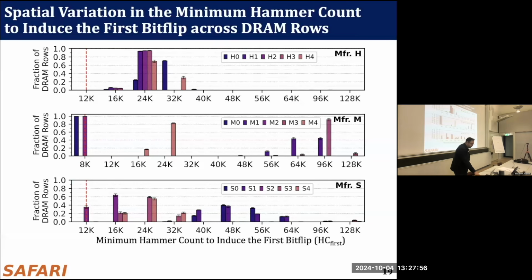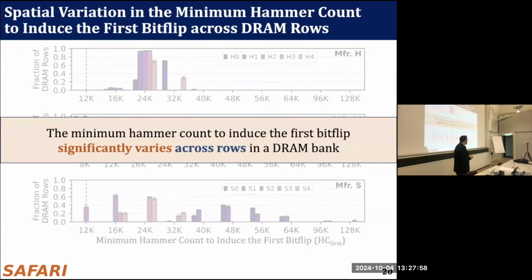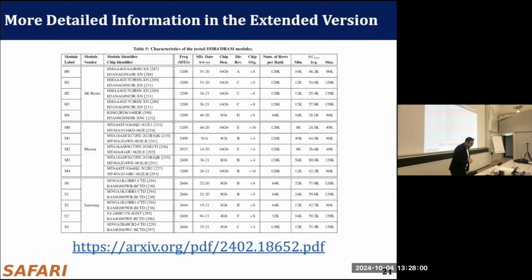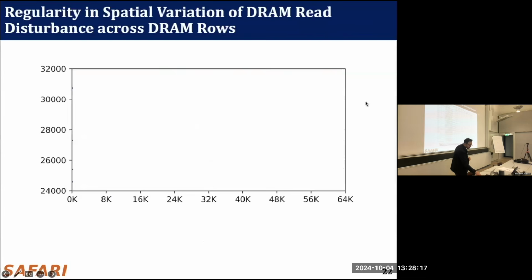I'm showing you these, and then I'm going to conclude with the same message. There are more details, and we have all these minimum, average, and maximum RowHammer thresholds across DRAM rows for each module in the paper. You can go ahead and check all this data if you're curious. It's available on this arXiv link.